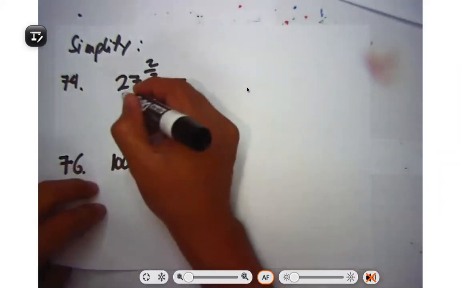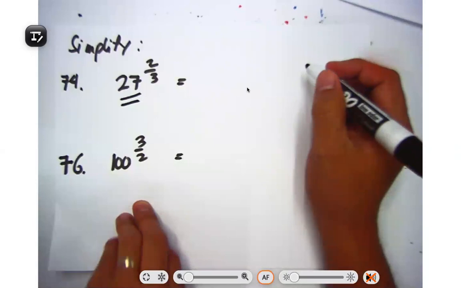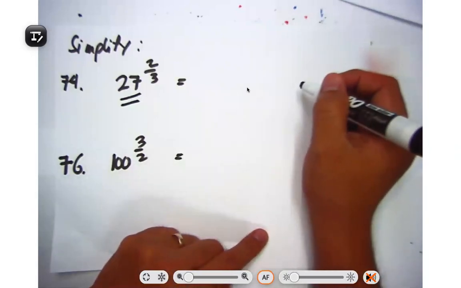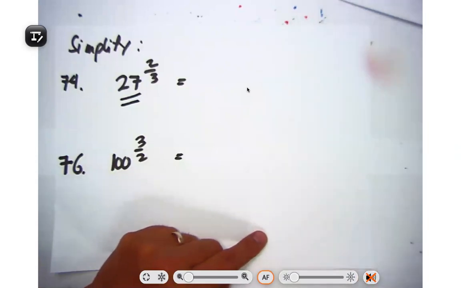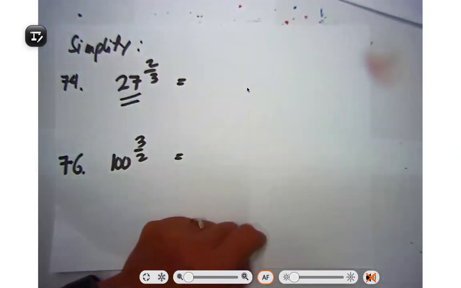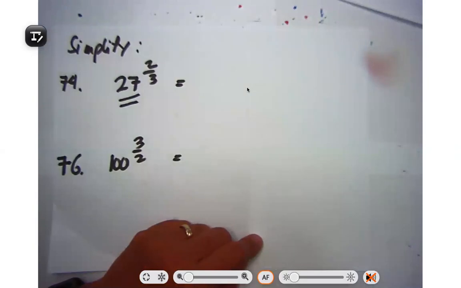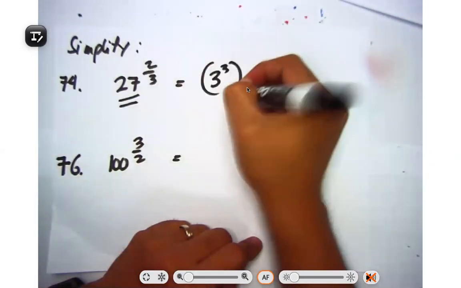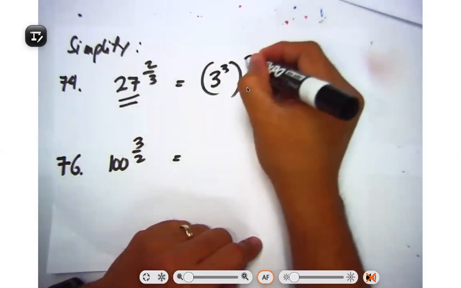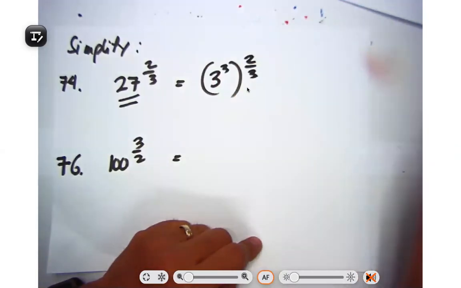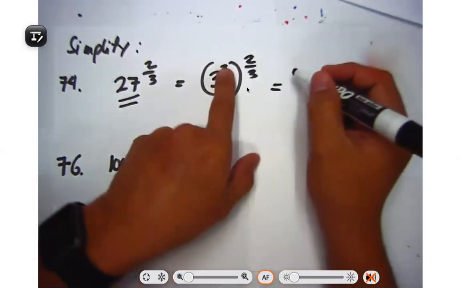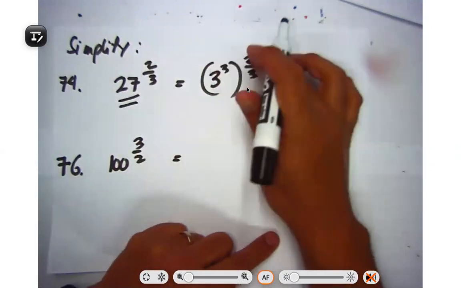Right. So for 27, we can rewrite that as an exponential form. So what number will give you 27 when you multiply it 3 times? Yeah, 3. So this one becomes 3 raised to 3. Then we have 2/3. Right? 27 is the same as 3 cubed. And now we multiply your exponent using the power rule. 3 times 2 you have.